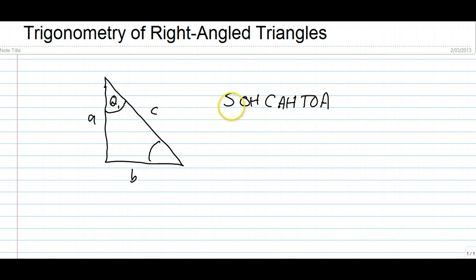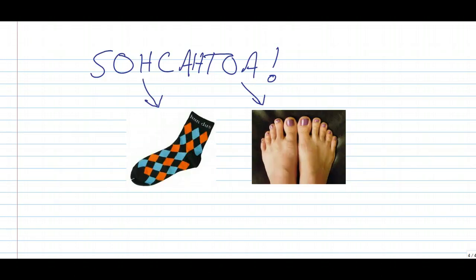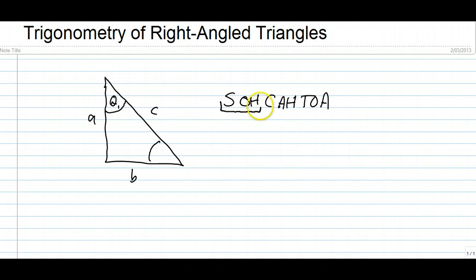It's SOHCAHTOA. SOHCAHTOA breaks up into three sections, and each of the sections describes one of the three possible relationships between the sides and the angles. The first one is SOH, which stands for the sine of an angle theta, and one of the internal angles. This little symbol here, we call it theta, it's a Greek letter.